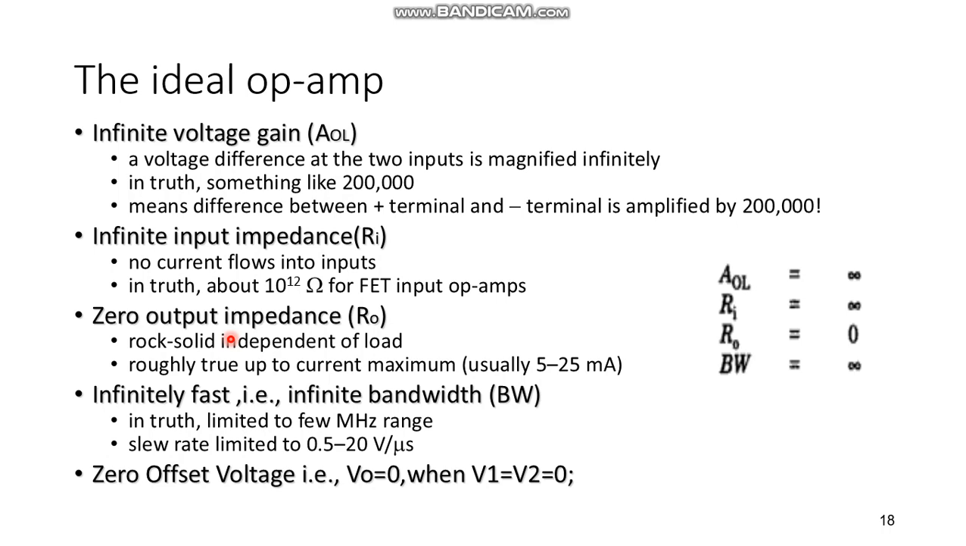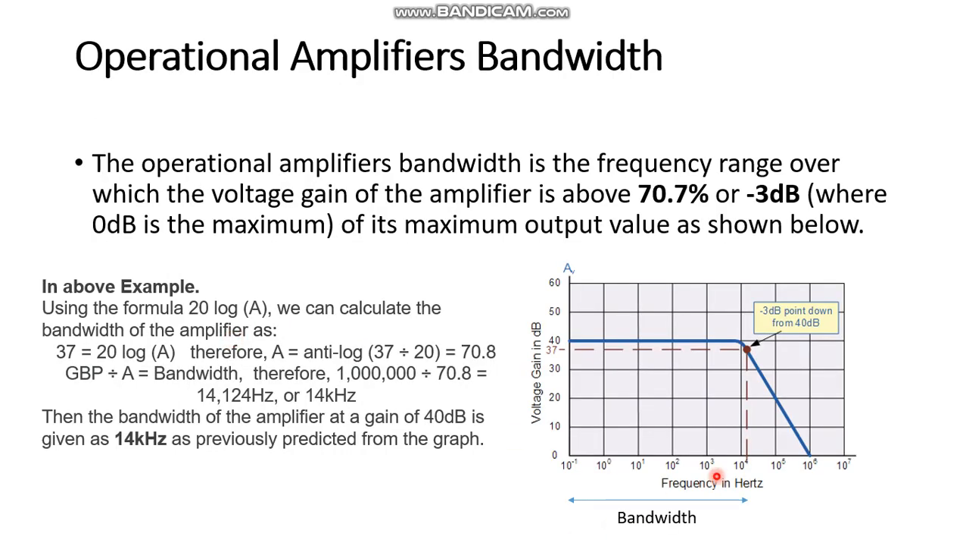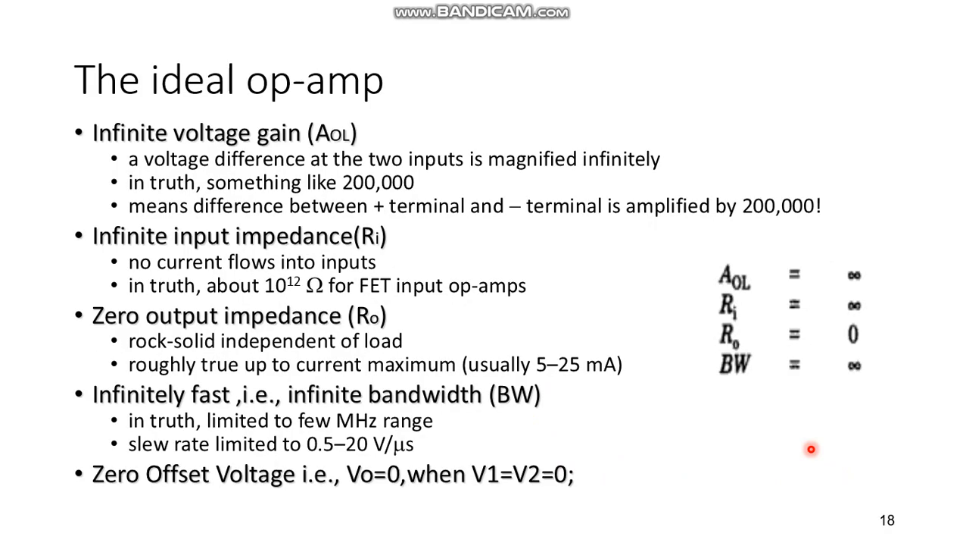Infinitely fast means its bandwidth ideally should be infinite. In this case, what is the bandwidth? 14 kilohertz. In a practical op-amp, the gain will fall at a certain frequency. It will not remain constant throughout all the frequencies. This is the ideal case, not available practically. Ideally it should be like this, but practically it will be like this only. An ideal op-amp will allow all frequencies, meaning the bandwidth should be infinite.